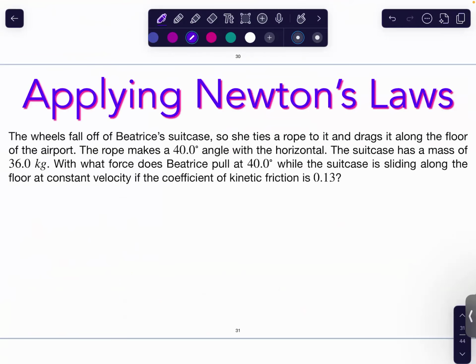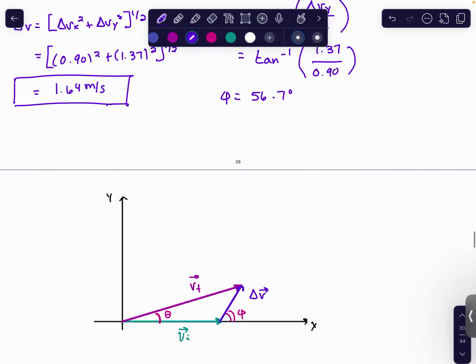Now, we've learned about velocity, we've learned about acceleration, we've learned the definition for Newton's second. Can you go back up, please? Yeah, we've now learned Newton's three laws of motion.